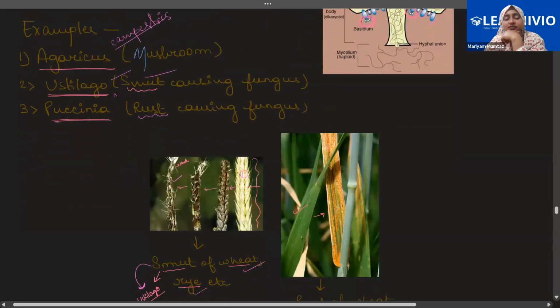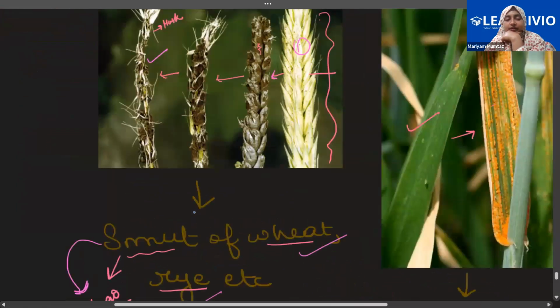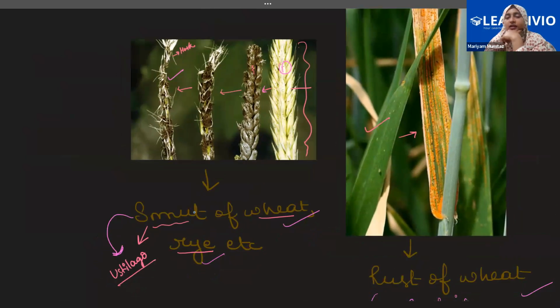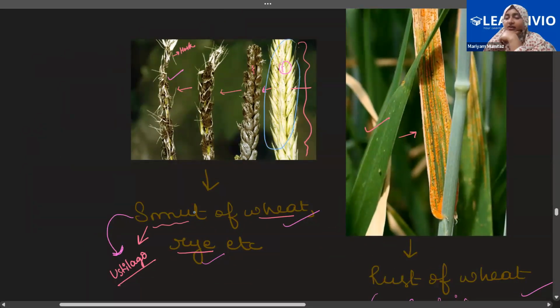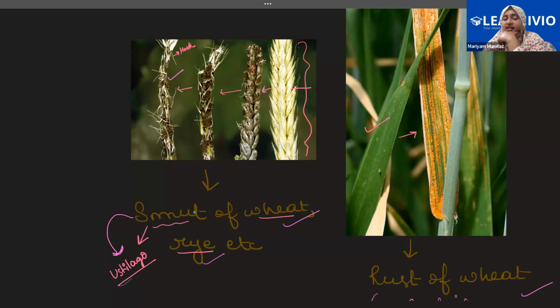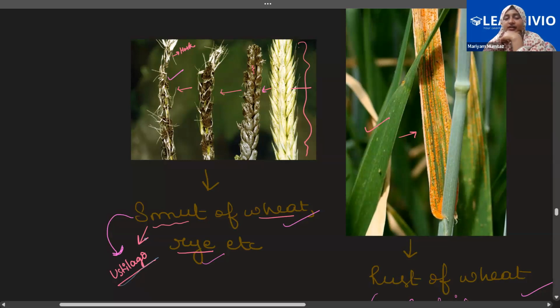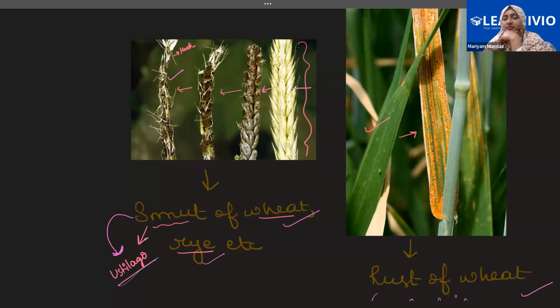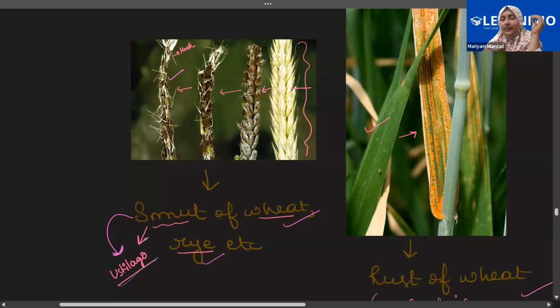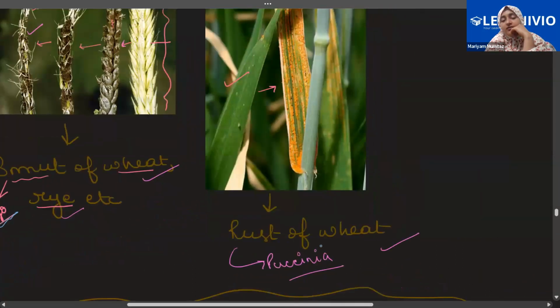Now, looking at how the smut looks like, see. This is the normal wheat plant, right? Do you see how healthy and perfect it is? Now, when it gets infected with the Ustilago fungus, see how degraded it gets. The good grains of wheat are destroyed. So this disease is called smut of wheat, and it is also smut of rye, and it is caused by Ustilago.